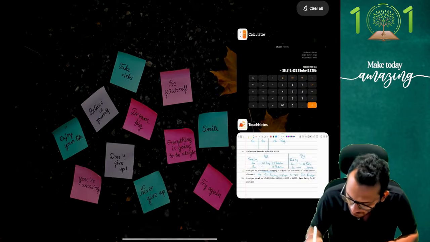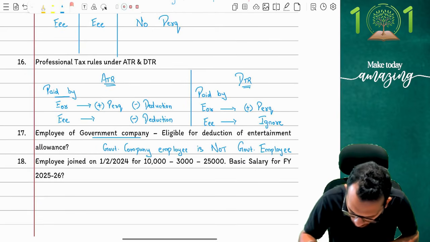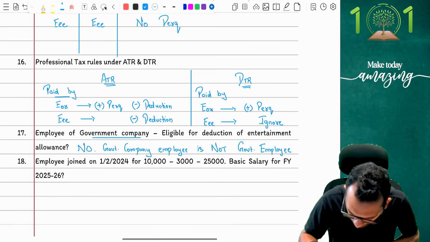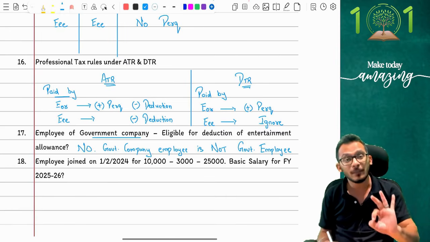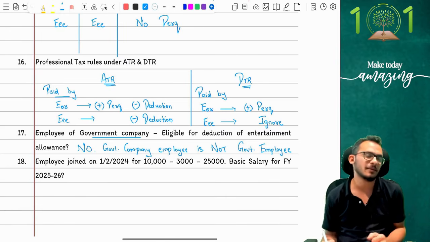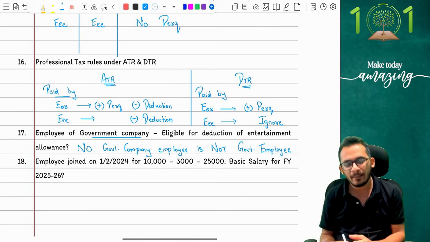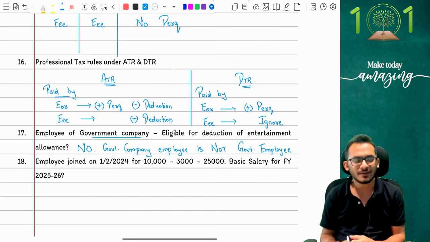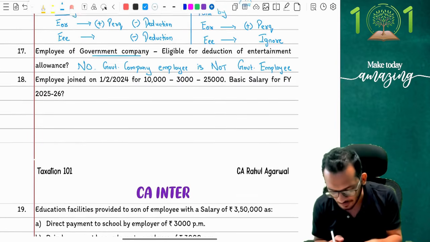I'm sorry. I am not giving you entertainment allowance deduction because you are not a government employee. You are an employee of a government company. Different things apparently from ICA perspective. So yes, you have to keep that in mind. Clear enough on this? Good enough to go? Chalo. With that, people, I'm moving on to question number 18.